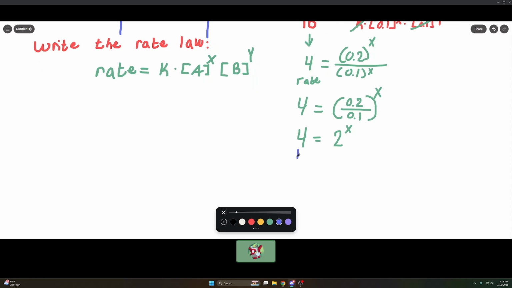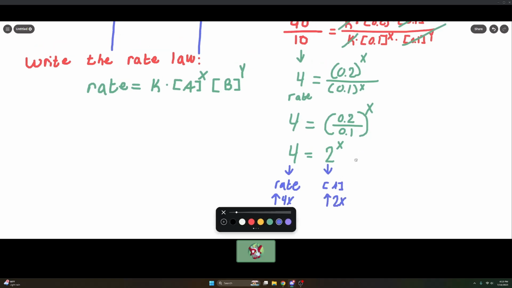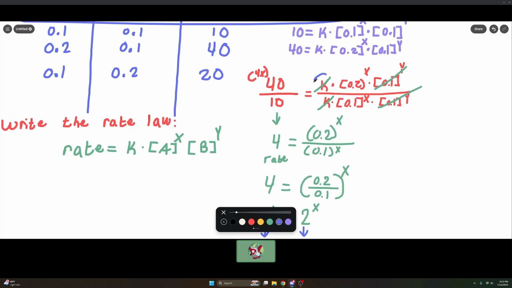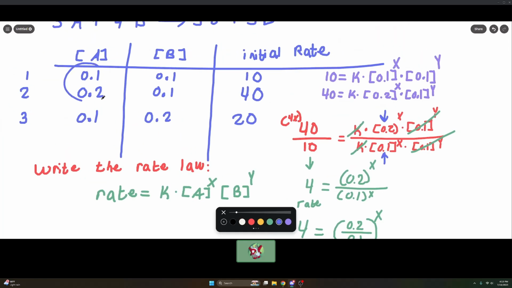So once again, on the left, this is my rate. My rate went up by 4 times. It increased by a rate of 4x. And here, I can see that my concentration of A increased by a factor of 2x. And this is only A, because remember up here, when we did the division, I canceled K, I canceled B. So the only thing left on the right side is the concentration of A. Both 0.2 and 0.1 were originally my concentrations of A.